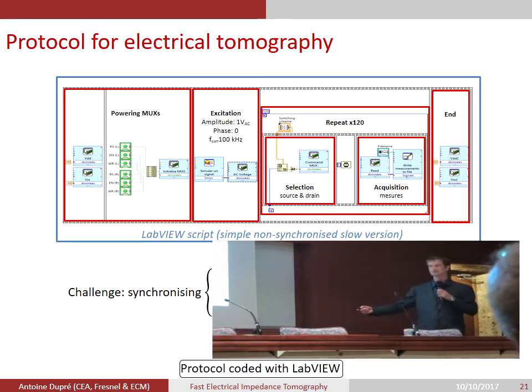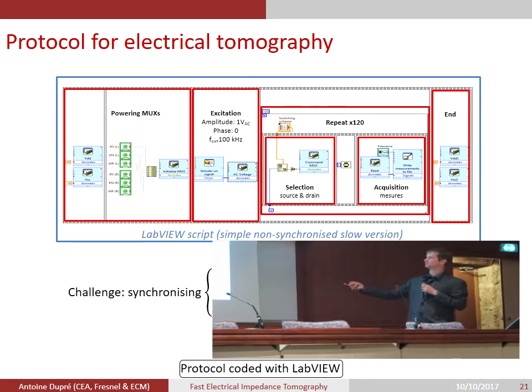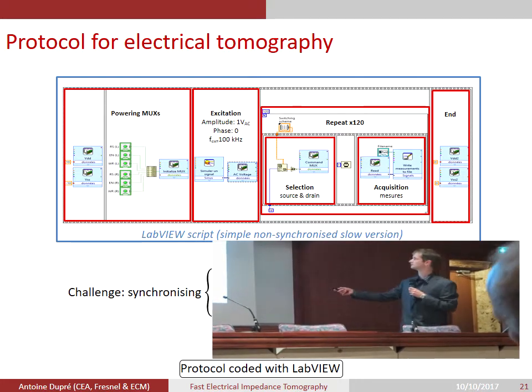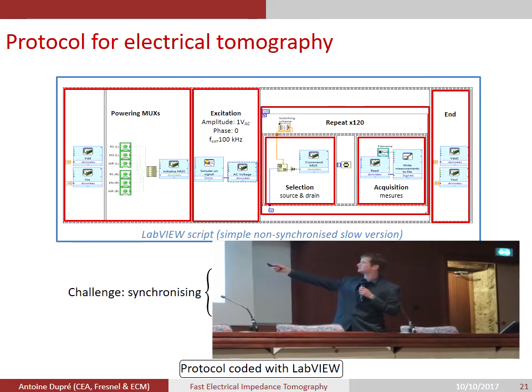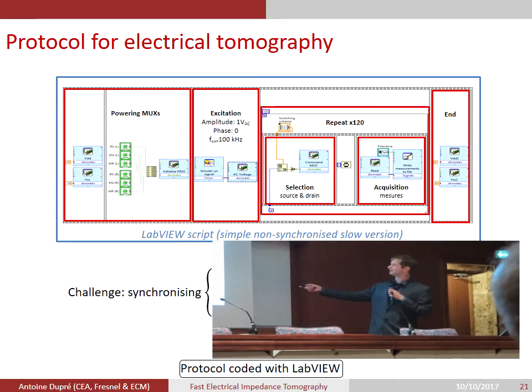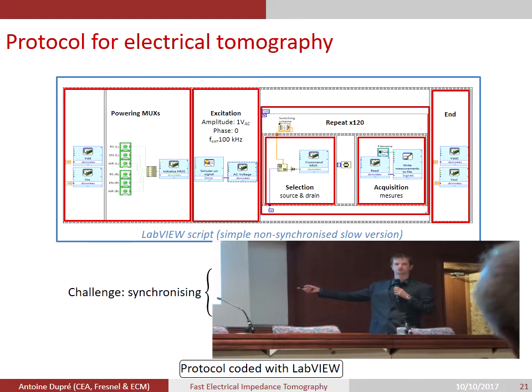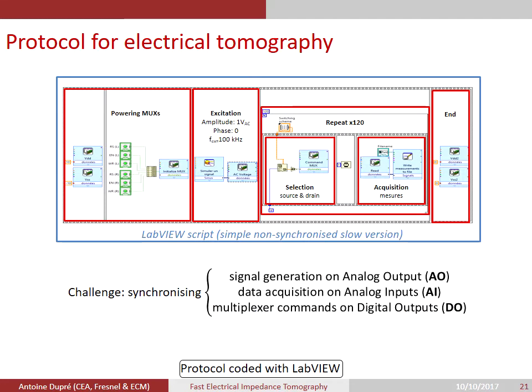And I'm illustrating it today with an early version of the code, which is non-synchronized, but it's more practical to explain. So I start with powering the multiplexers, so starting the system. Then I generate the excitation signal. So that means that I set the amplitude of the alternating voltage, its phase, and its excitation frequency. Then I will select the source and drain electrodes by sending the digital commands to the multiplexers and make the acquisition. And finally, I will repeat this for the 120 projections in my system to get my tomographic data.